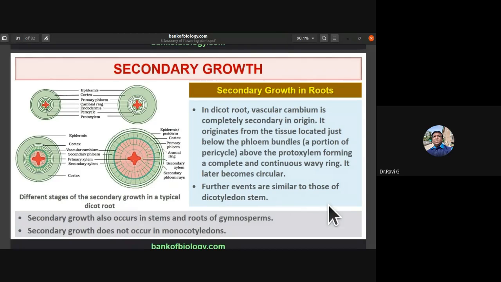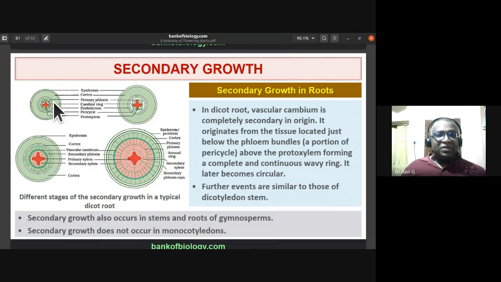Secondary growth also occurs in certain stems and roots of gymnosperms. Secondary growth does not occur in monocotyledons because they have a closed vascular bundle, without cambium. They do not have any cambium. That is why we call it a closed vascular bundle in monocotyledonous plants. But secondary growth also occurs in stems and roots of gymnosperms.